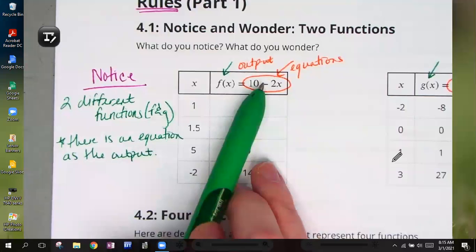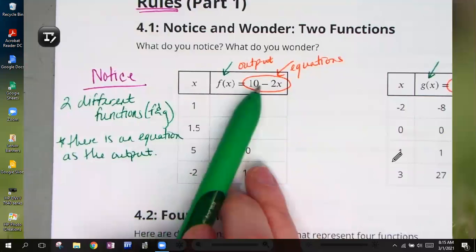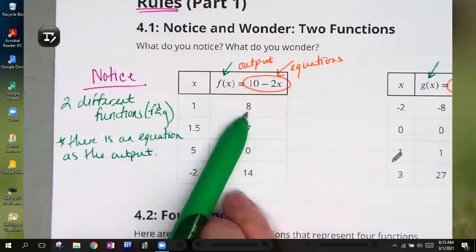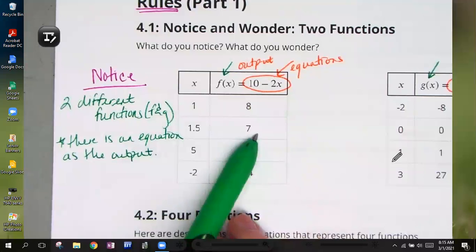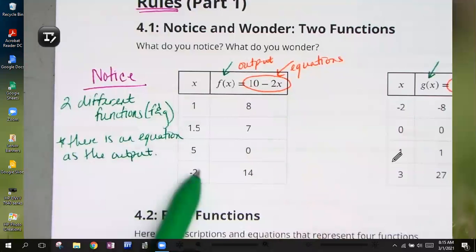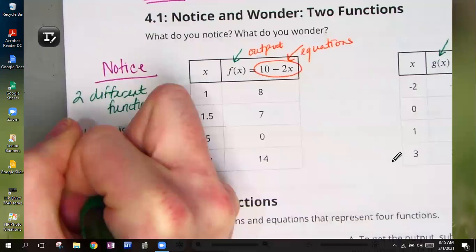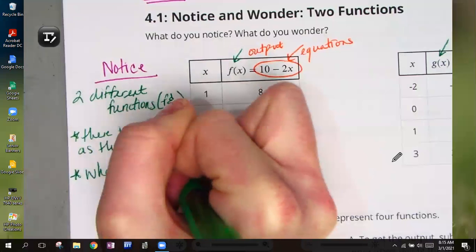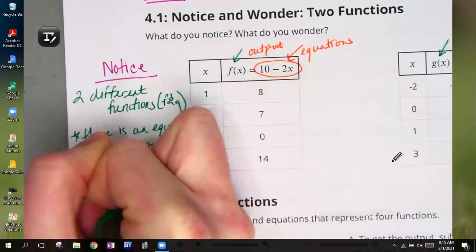Let's try the 1 and see if it works. What's 2 times 1? 2 times 1 is 2. What's 10 minus 2? 8. What do you think we're going to get if we plug in 1.5? Bet we get 7. What do you think is going to happen if we plug in -2? We'll get 14.